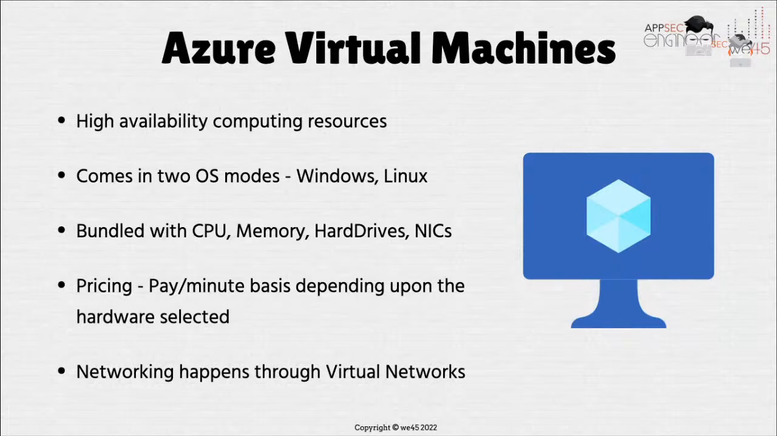This virtual machine comes with two operating system flavors. One is Windows, the other one is Linux. So depending upon your workload, you can choose the operating system. And it also has a bunch of hardware characteristics like CPU, memory, hard drive, and network interface card. As I said, depending upon your workload, you can increase the CPU limit or decrease the memory limit. It completely depends on your workload.